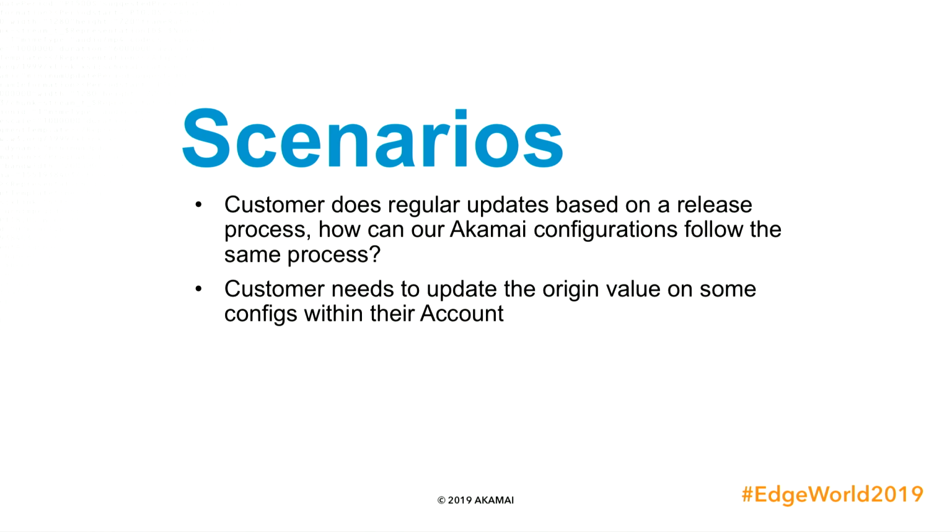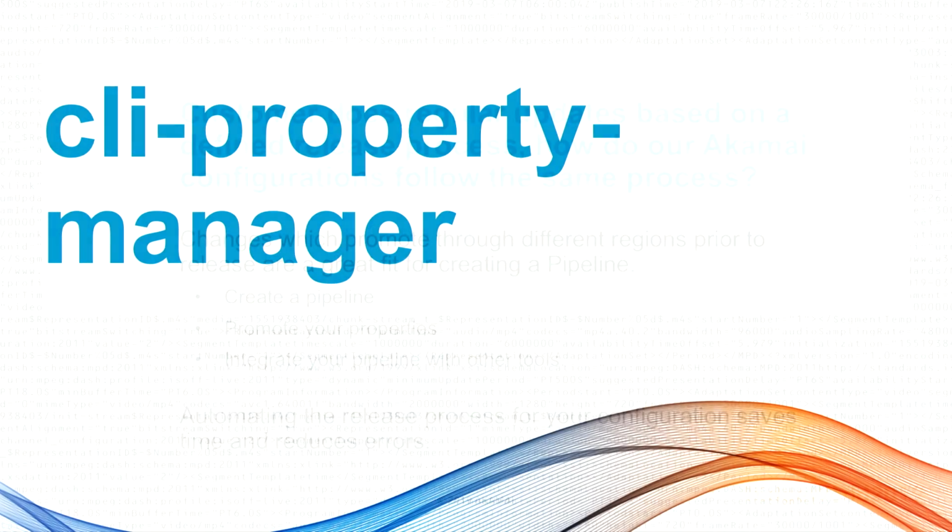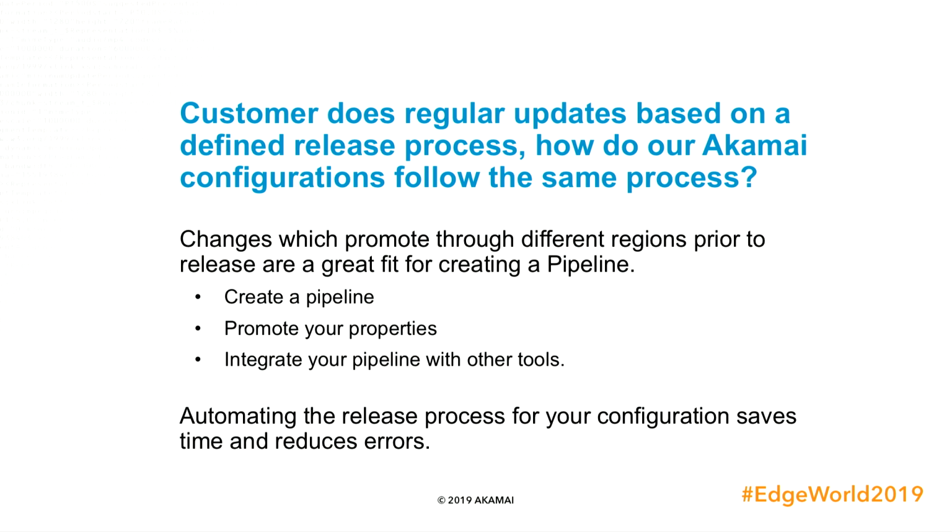So let's look at an example here where, say you have properties for each configuration in your pipeline. So maybe you have a dev and a QA and a prod for your production.